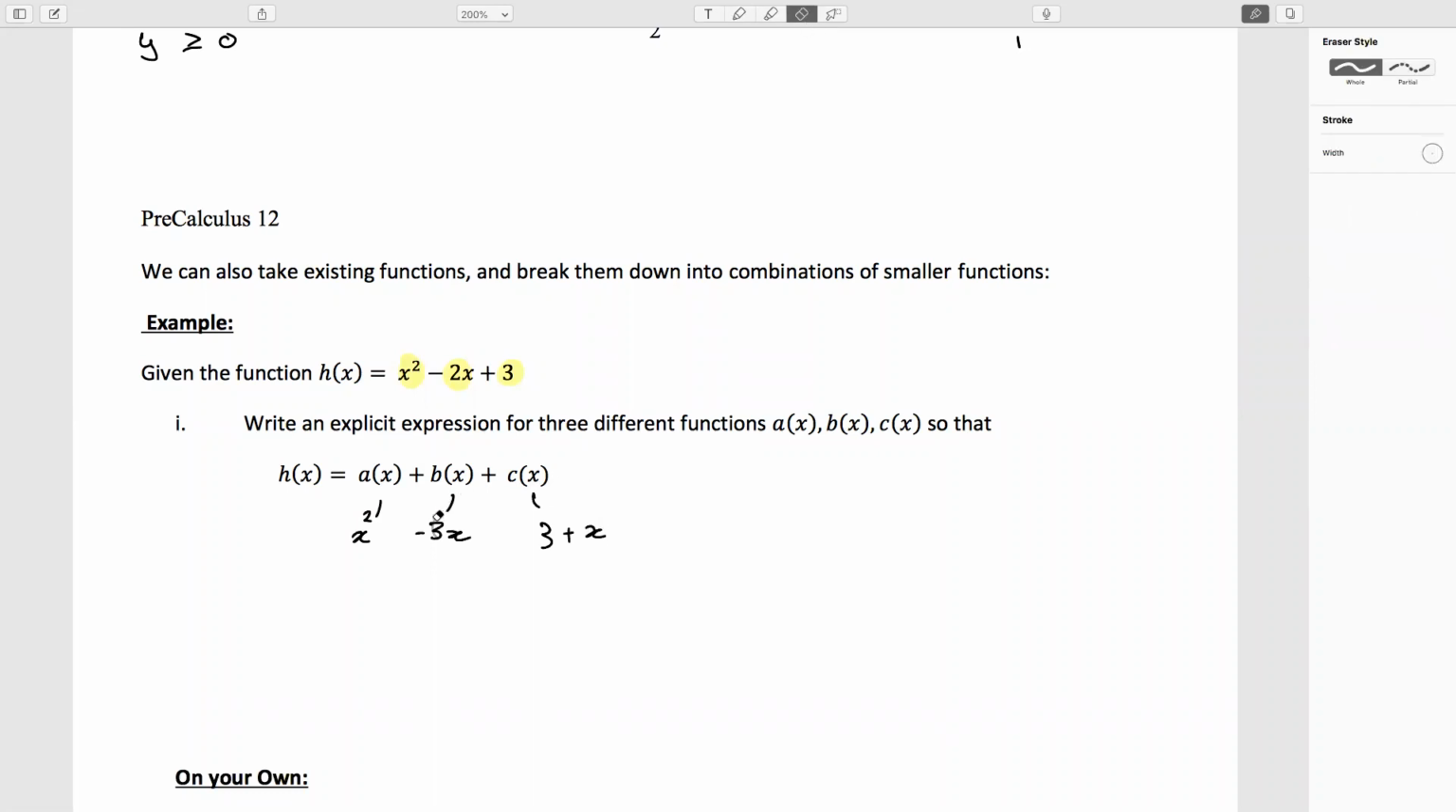We could have done b of x as negative 2x, and we could have done c of x as 3 minus x. There's technically infinitely many ways of doing this.